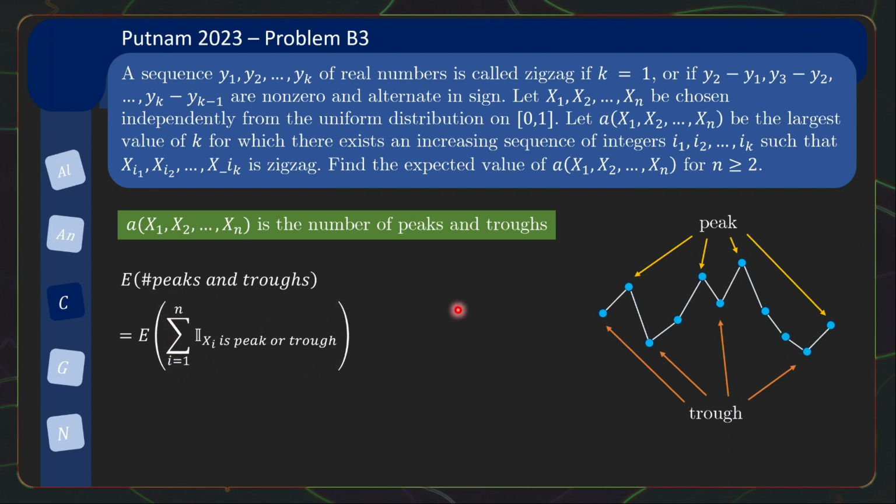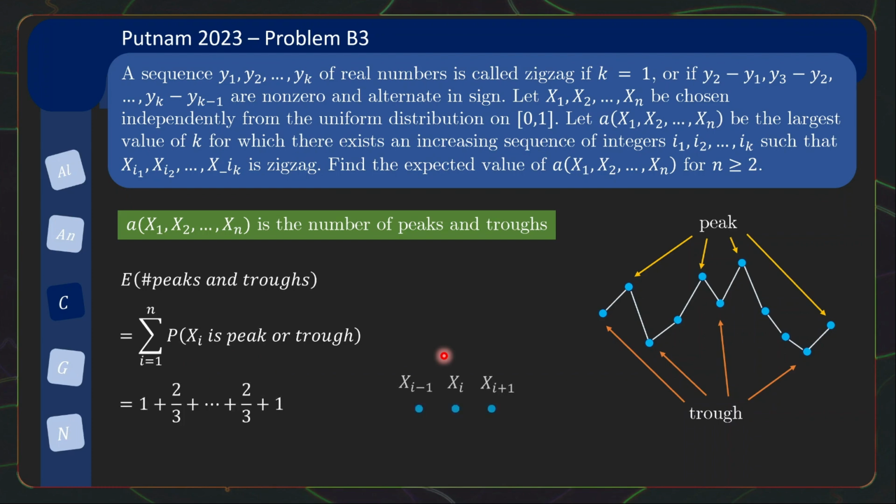And then we apply the linearity of expectation, and this gives us the sum of expected values of these indicator variables. And E of the indicator variable is just the probability. So this becomes the sum of the probability that xi is a peak or trough. And this is actually quite easy to evaluate. Basically, if we focus on the point xi, let's say xi is not x1 or xn, it's an interior point. So there's a point before that and a point after that. And what is the probability that xi is a peak or trough?